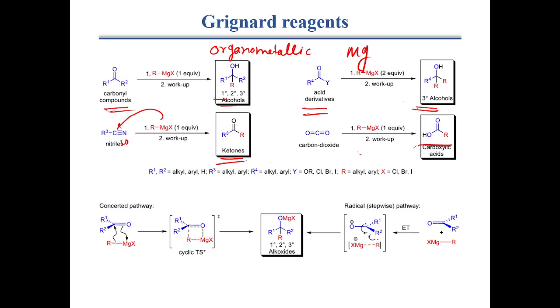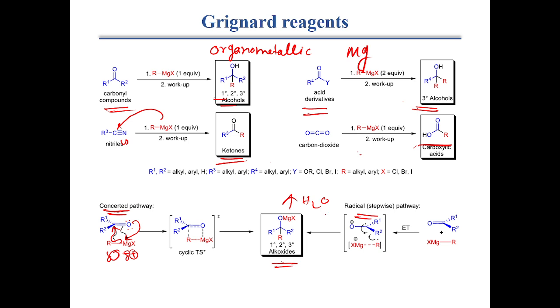So what is the mechanism here? Two types of mechanism are possible. One is the concerted pathway, one is the free radical pathway. So what happens in the concerted pathway? As magnesium is electropositive, we consider the partial positive charge and partial negative charge here. Now as oxygen has a lone pair, it will react with the magnesium center, as magnesium is partially electropositive, and the R minus reacts with the carbonyl center. This is the cyclic transition state, and this gives this alkoxide. This alkoxide after workup gives the alcohol.